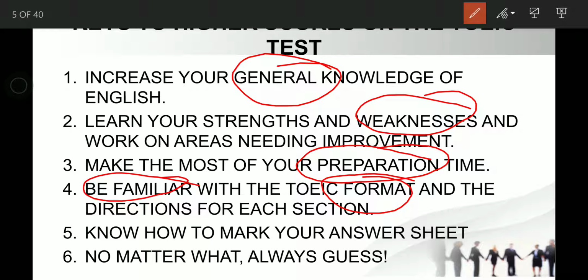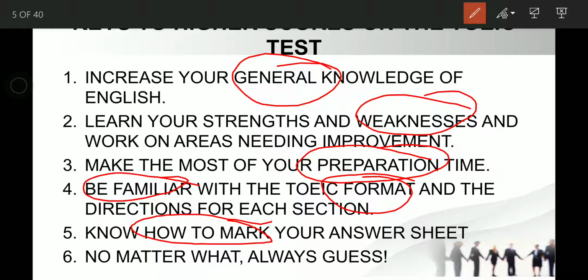Number 5, know how to mark your answer sheet. This is very important. Sometimes the direction is to fill in the circle, but some students in the test circle or cross the answer. So you have to know how to mark your answer sheet. So read the directions first.